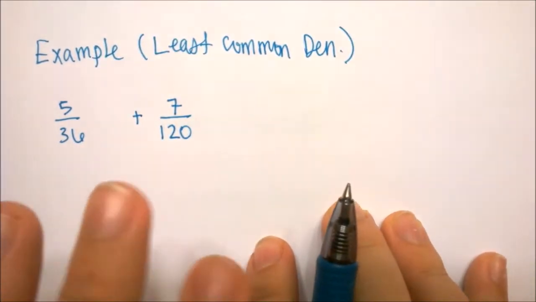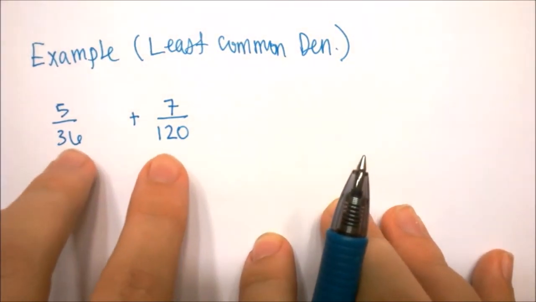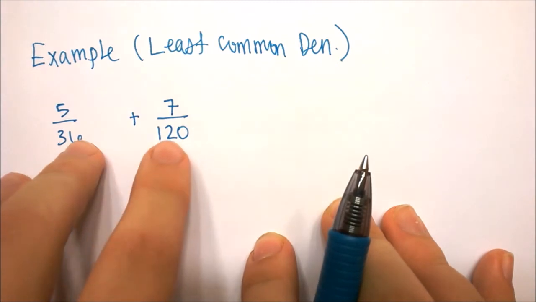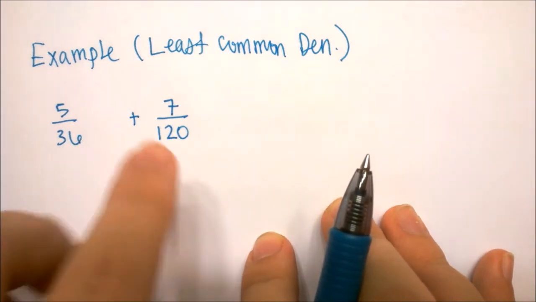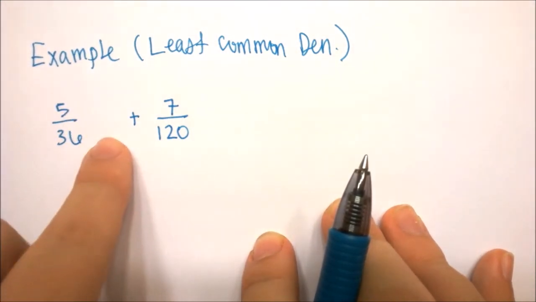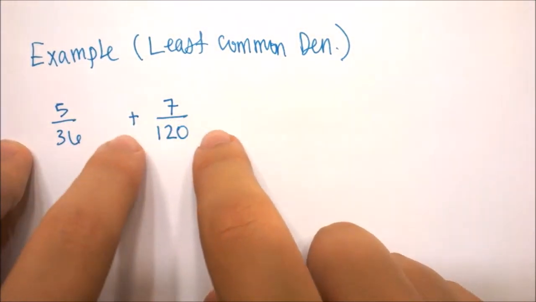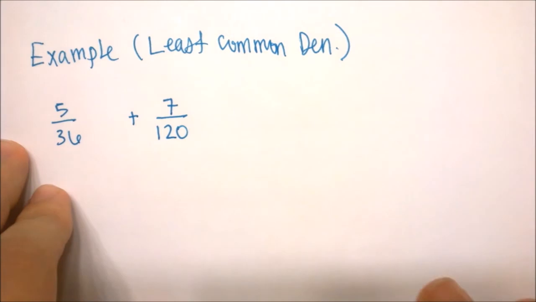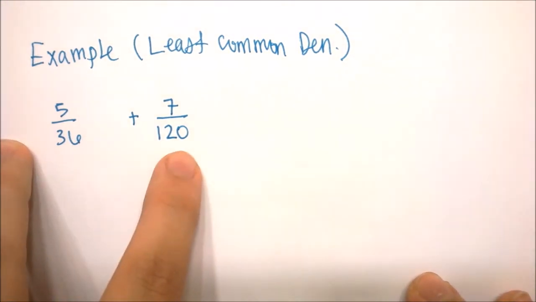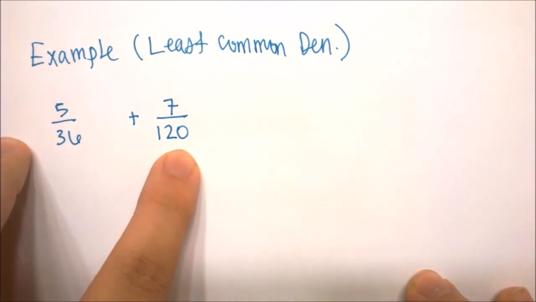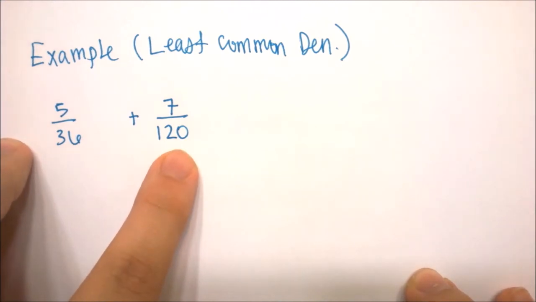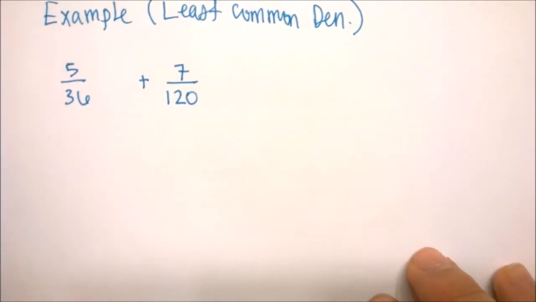Well, we could, like we did in property 4, just multiply 36 by 120 to get a common denominator, and multiply this by 120 over 120 and this times 36 over 36 and then add the numerators. That is perfectly fine. You can do that, but 36 times 120 is a pretty big number, and we know that there's probably a smaller denominator that we can use. So it's a little more efficient to use it this way.